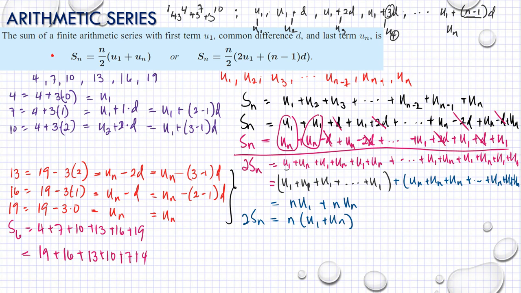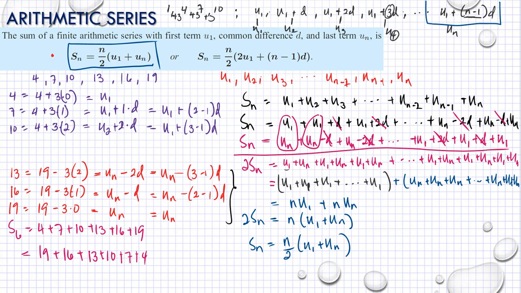Okay? And then if we divide both sides of the equation by 2, then we have s sub n equal to n divided by 2, or 0.5 if you want, times u sub 1 plus u sub n. Then we found this formula. How can we find the next one? We know that u sub n is the same as u sub 1 plus n minus 1 times d.